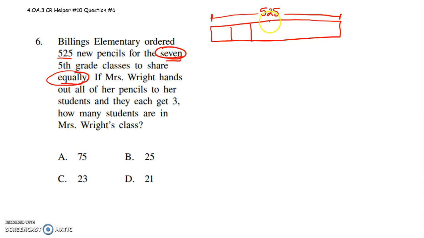1, 2, 3, 4, 5, 6, 7. These should all really be equal rectangles here. I'm just not great at drawing the individual boxes. So now I have 7 classes that I'm dividing this 525 pencils between. And let's say this is Mrs. Wright's class. All right? That's Mrs. Wright's class.